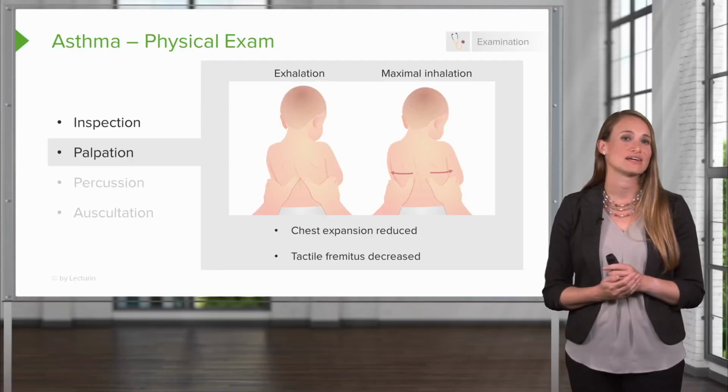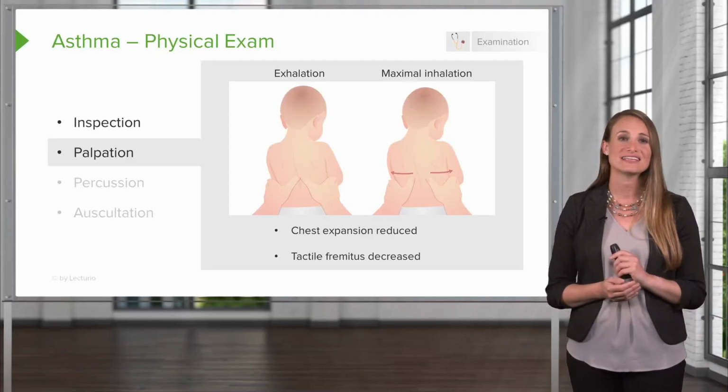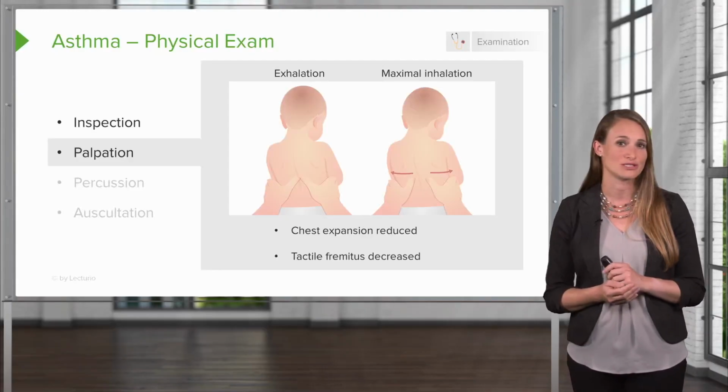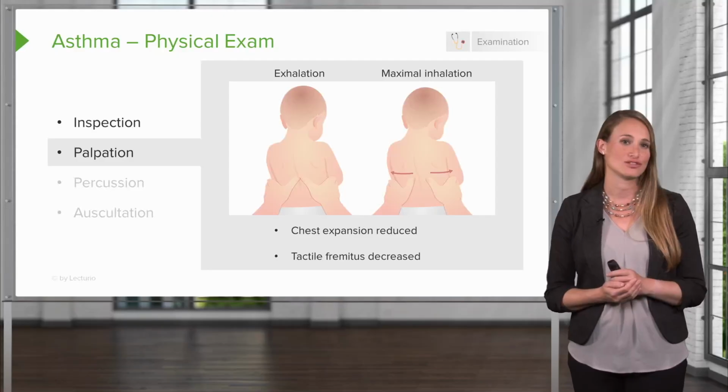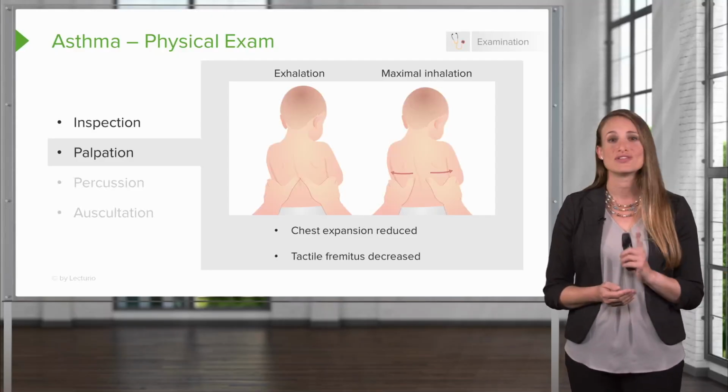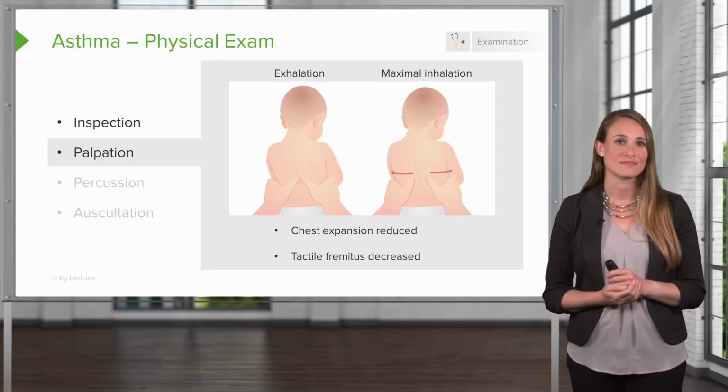In the setting of asthma, tactile fremitus is decreased, indicating that there's increased air in the pleural space and a decrease in lung tissue density. This happens again due to the air trapping and the hyperinflation.